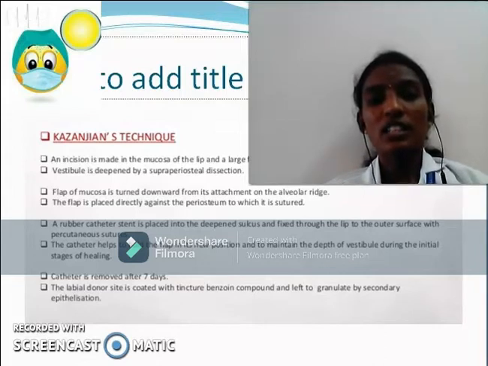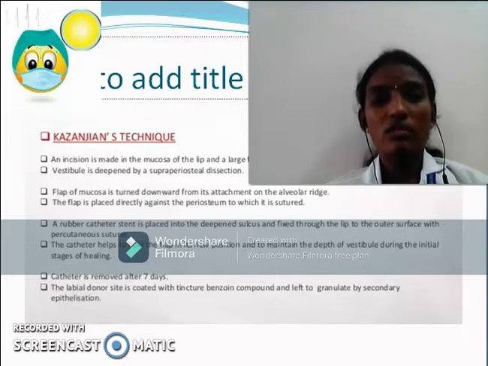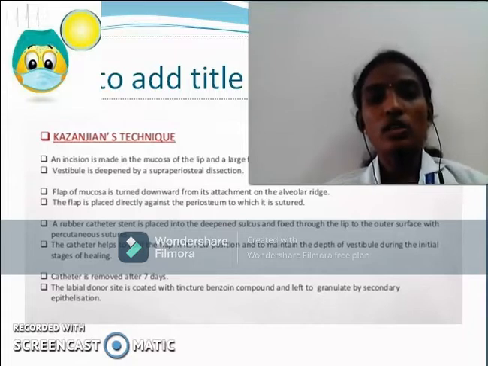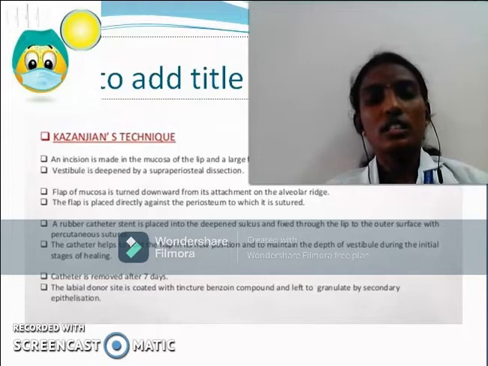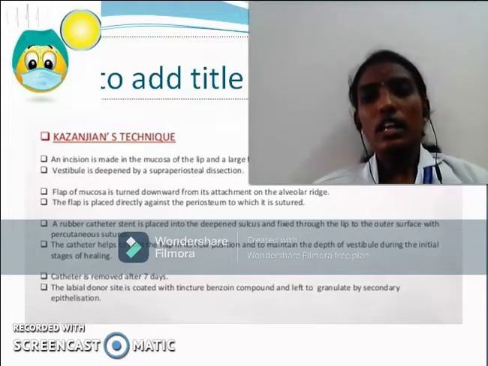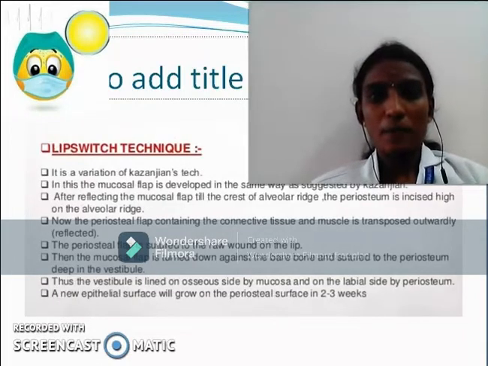A rubber catheter stent is placed into the deepened sulcus and fixed through the lip to the outer surface during the stage of healing. The catheter is removed after 7 days. The labial donor area is coated with tincture of benzoin compound and left to granulate by secondary epithelialization.